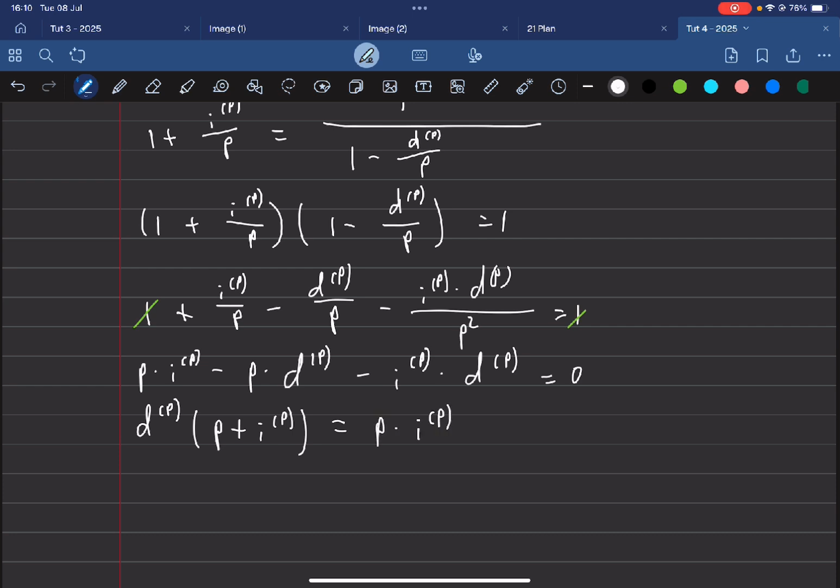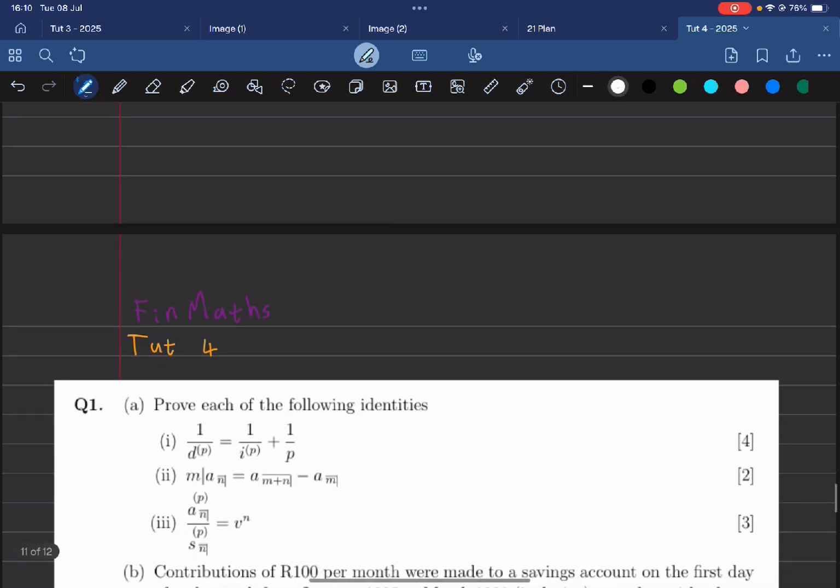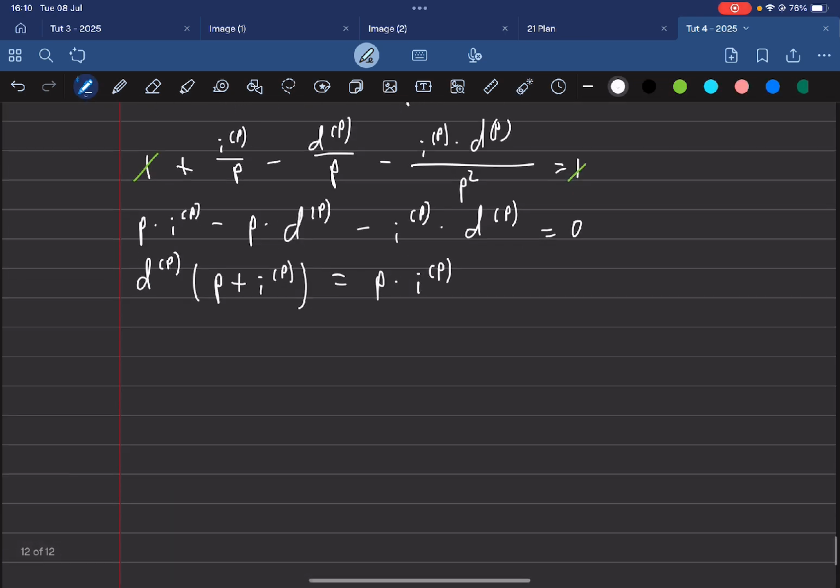Okay, that looks pretty good. And now I'm going to divide both sides by this to get dp on its own, because if you have a look at the identity, I see that dp is kind of on its own, so I want to isolate it in this equation. So then we'll get dp is equal to p times ip over p plus ip.